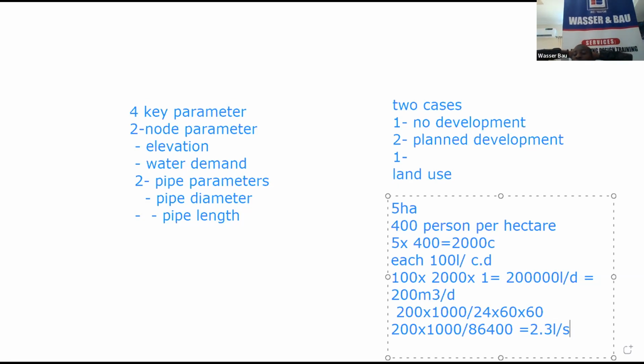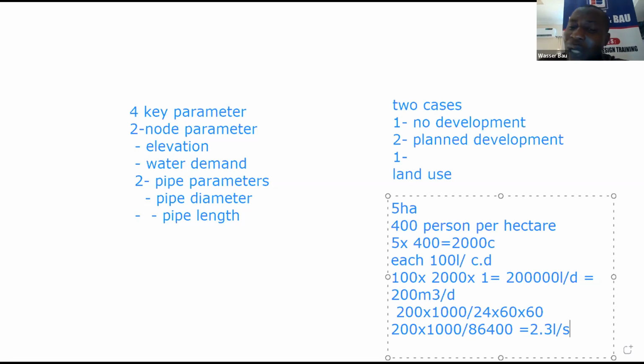So this is now the water demand at the node where these houses are going to be connected, assuming it's only 1 node, the node before the tank or after the tank. It means that I need water to be flowing at the rate of 2.3 liters every second to be able to deliver 200 cubic meters per day, which is the total water demand of that 5 hectares of land with the land use of 400 persons per hectare. Does it make sense? It does.